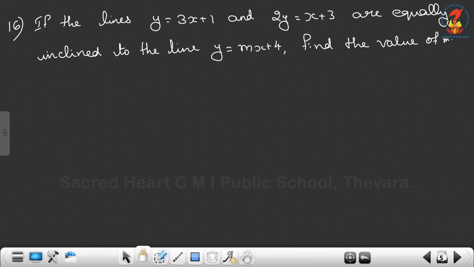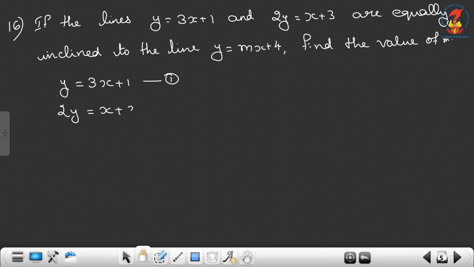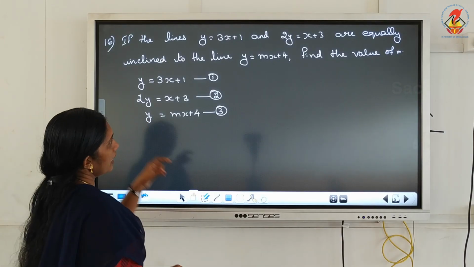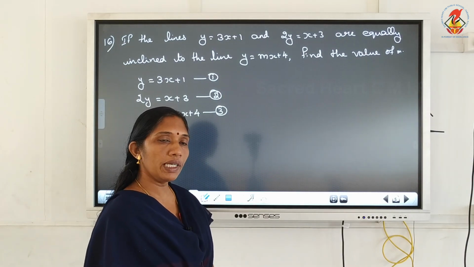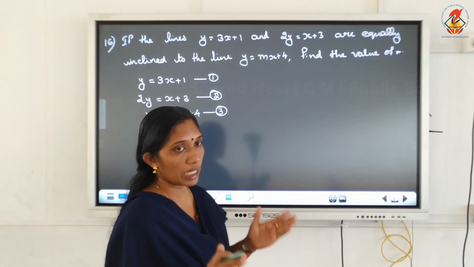The next one: if the lines are equally inclined to the line, find the value of m. So, how many lines are here? y is equal to 3x plus 1, that is the first line. Then 2y is equal to x plus 3, that is the second line. Then we have one more line, y is equal to mx. So 1 and 2 are equally inclined to the line. What is the meaning of that? Equally inclined means the angles between them are equal.